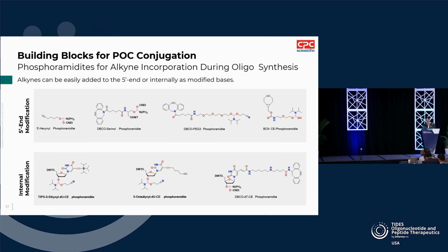The incorporation of the alkynes into the oligo portion of the POCs can actually be efficiently achieved through phosphoramidite chemistry on the oligo. The method allows for the addition of the alkyne groups at either the 5' end of the oligo or internally as maybe a modified base, providing great flexibility in the design of how you make your POCs. We're also able to make many of these modifications on the 3' end as well, but usually those reagents need to be a little bit more custom, and that would just add both time and resources to the development.